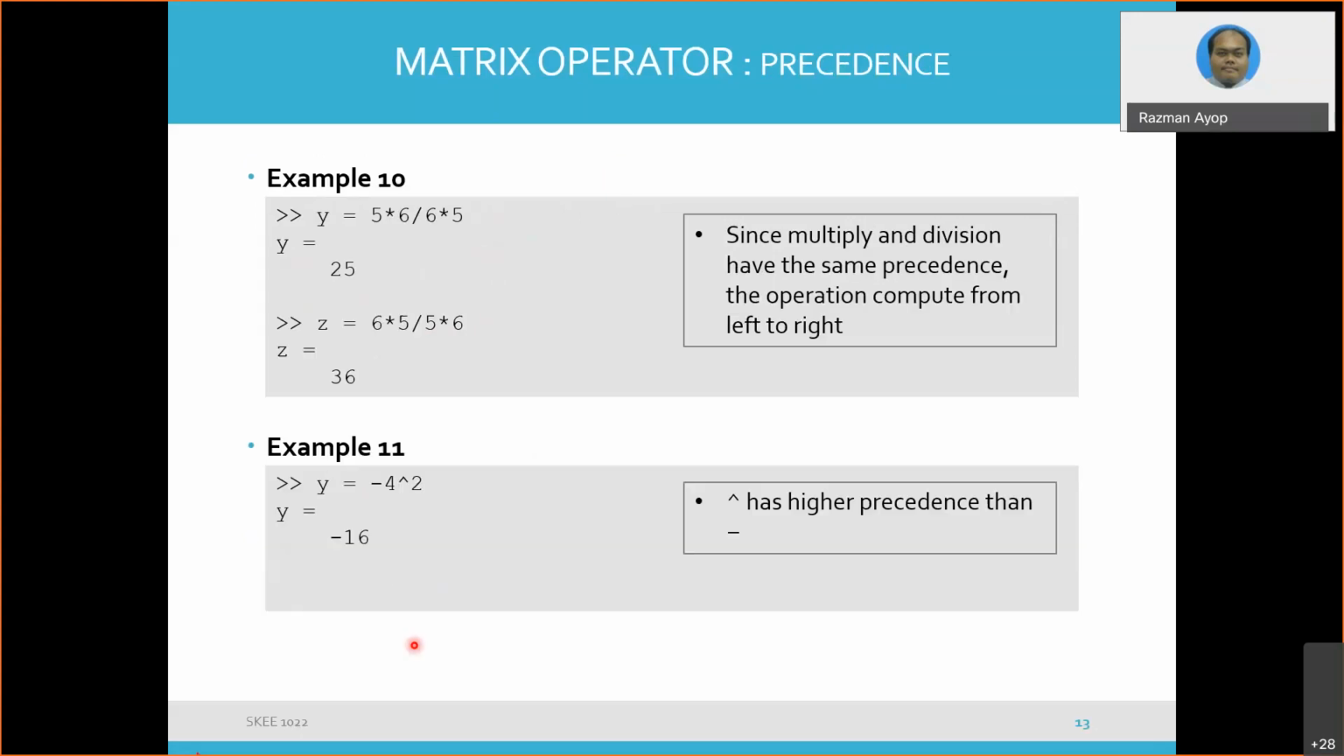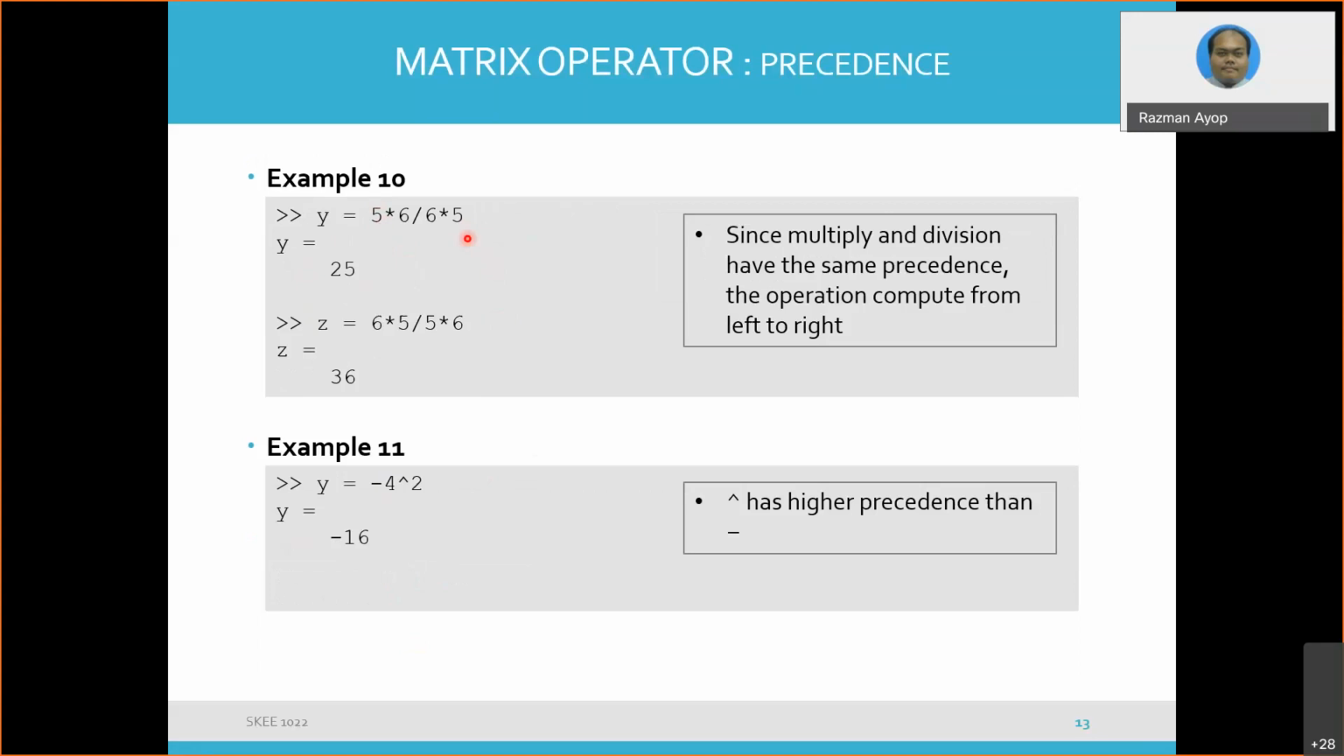Okay, we move on to example 10. So how to do example 10 is, okay, what is example 10? As I mentioned before, you need to know what BODMAS is: bracket, power of, division, multiplication, addition, and subtraction.